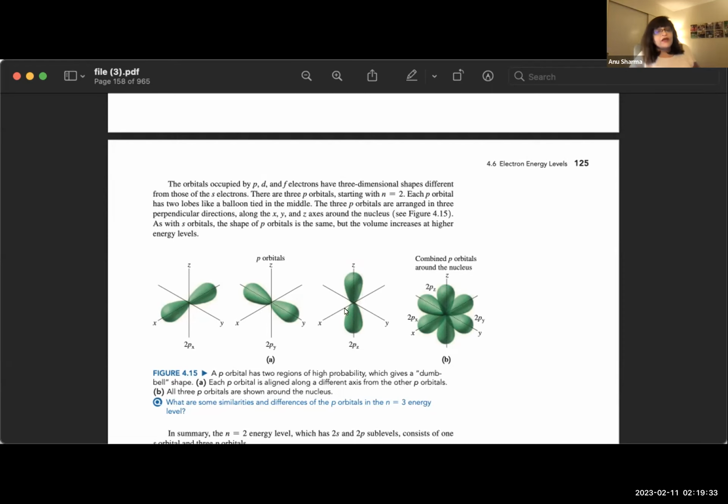So every orbital can hold a maximum of 2 electrons. But if you add all the 3, then you have 6 total. P can accommodate a maximum of 6 electrons.